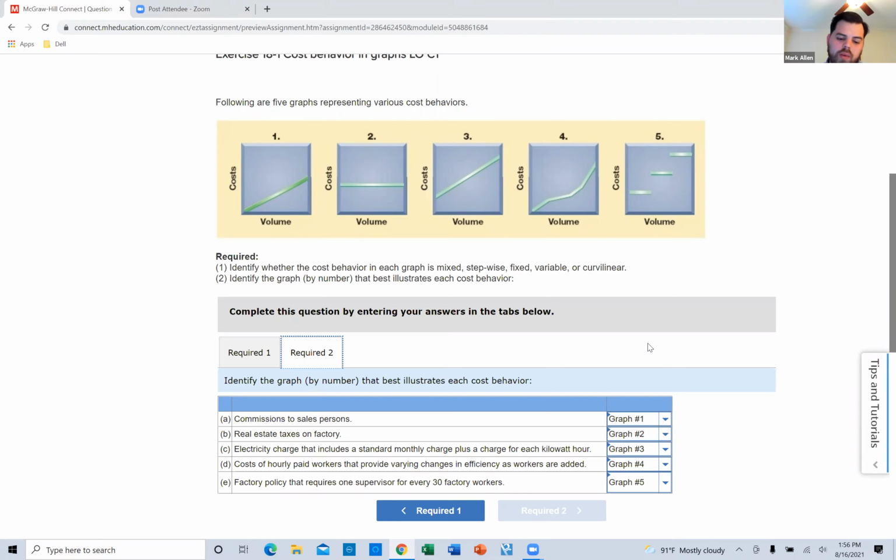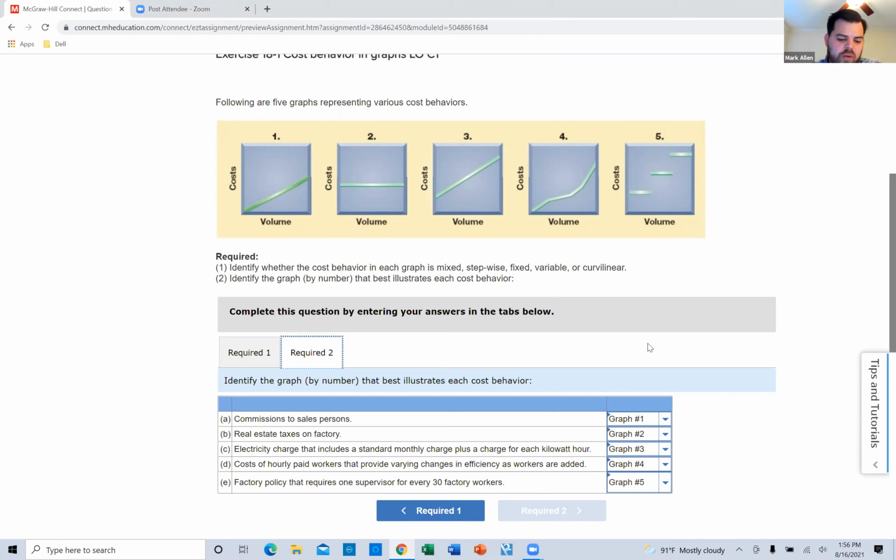This is the cost of hourly paid workers that provide varying changes in efficiency as workers are added. That's pretty much going through the example that we talked through a minute ago about the call center, right? Whenever I only had a handful of people, large boosts in productivity. But as soon as I get beyond a certain point, those gains start to diminish. And then eventually it actually starts to come down, right? I mean, the cost will continue to increase, of course, but the actual productivity gains just fall off the cliff, right? And we actually start losing productivity because we just have too many people there.